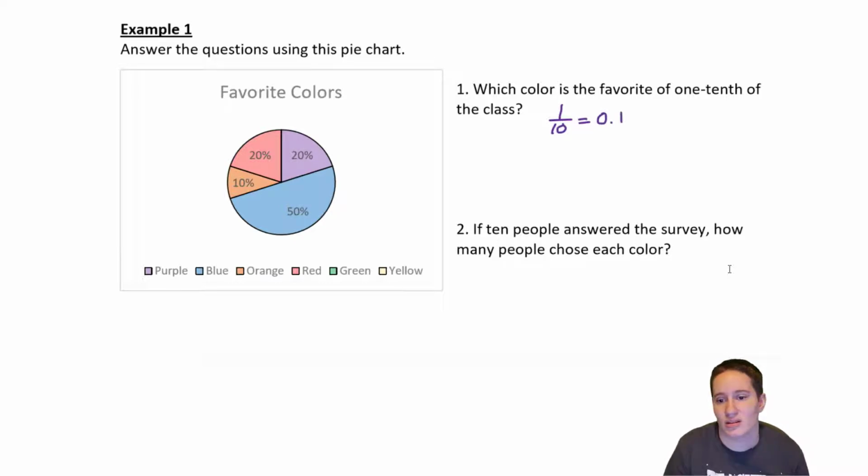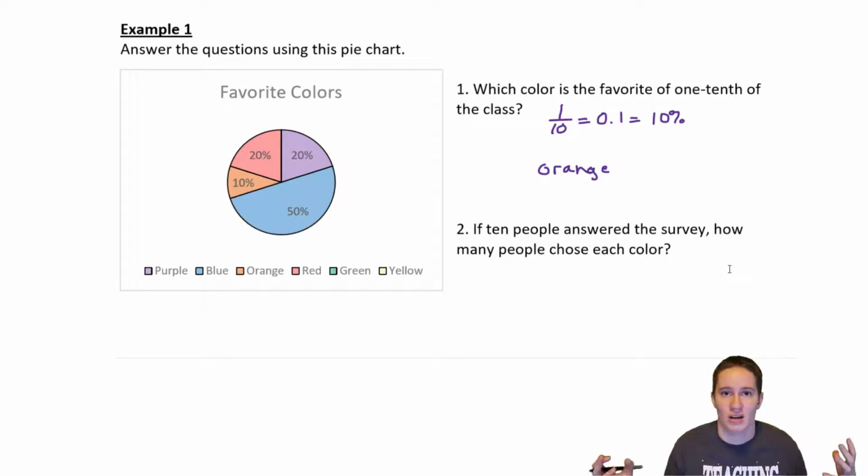That's also 1/10, which is also saying 10%. Think about, we're talking about 1/10 of 100%, which is 10. So we're looking for which of these colors is 10%, which is orange. Now, I just kind of picked one of them to pick out.